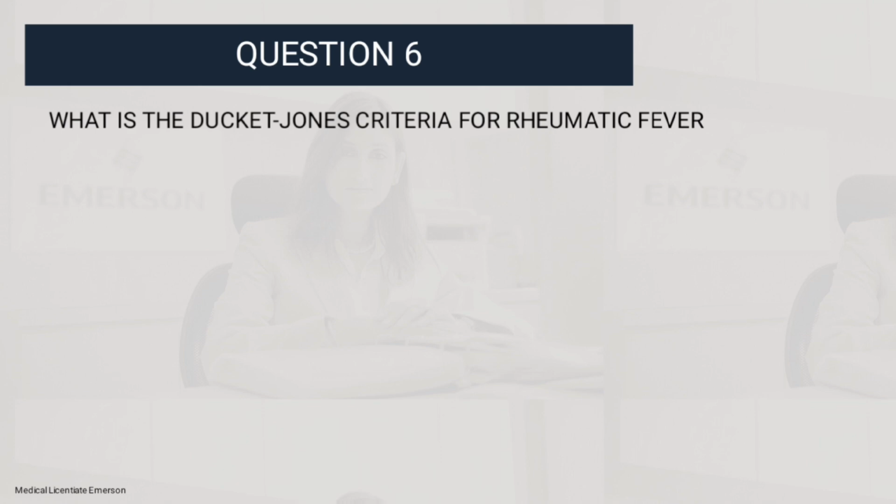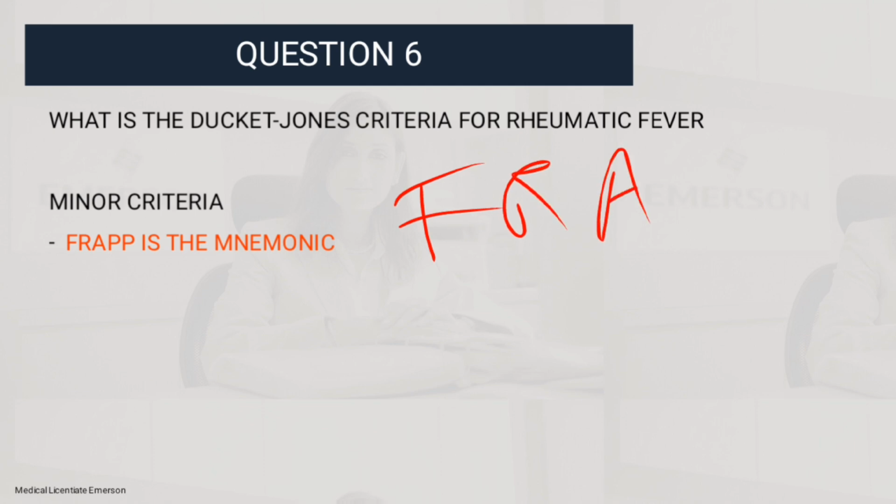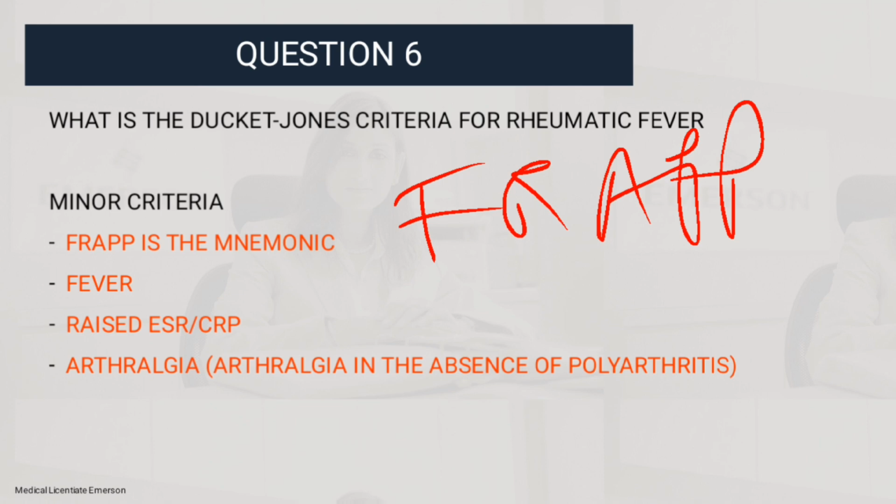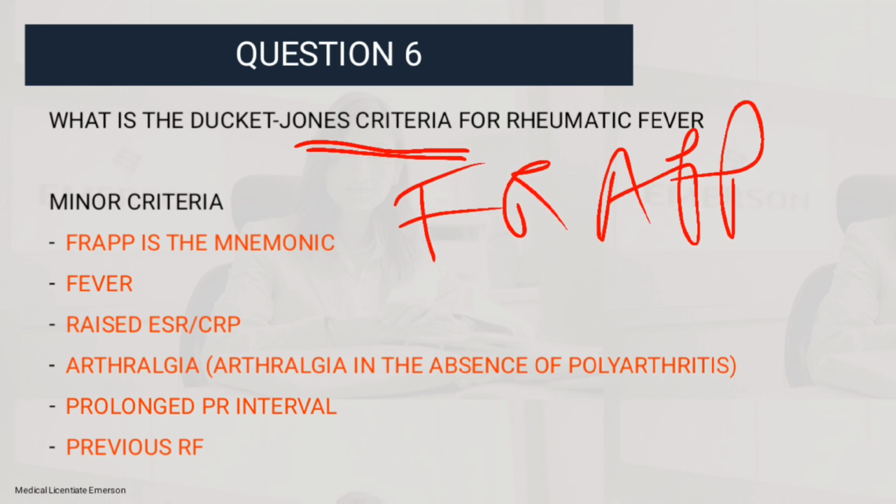Then for the minor criteria, the mnemonic is FRAP. F-R-A-P. Then F is fever. The first F is fever. R is raised ESR or CRP. Then we have arthralgia in the absence of polyarthritis. Then we have prolonged PR interval. Then we have a previous rheumatic fever. That is the Duckett Jones criteria.